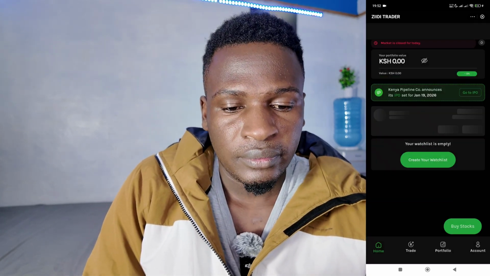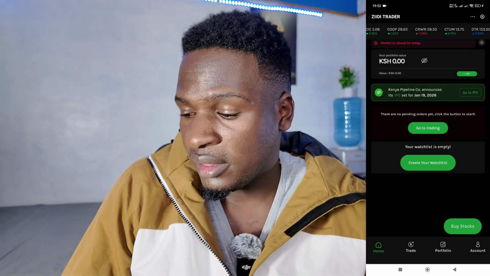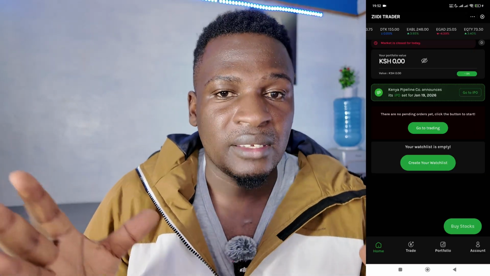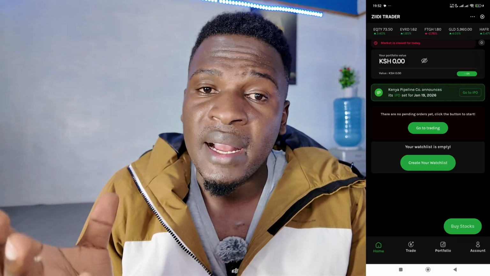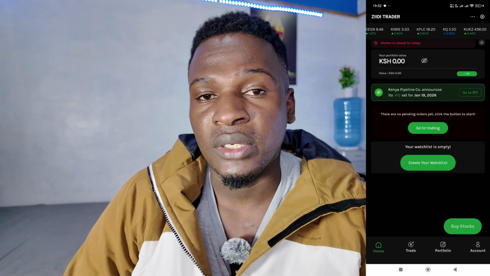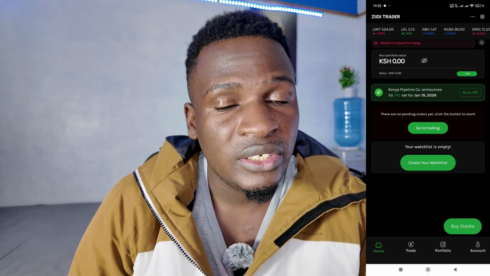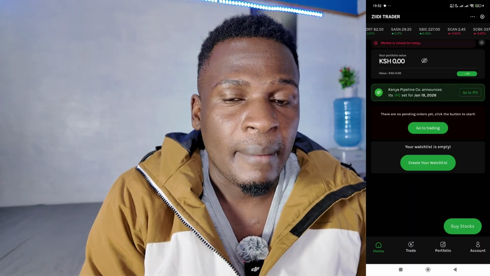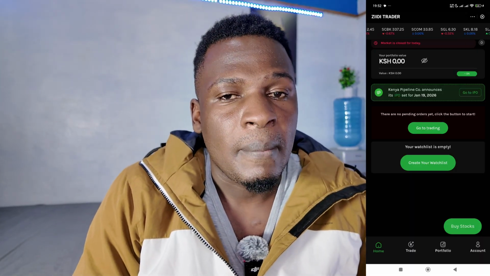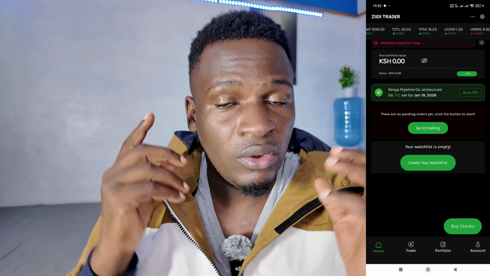So what is this Ziidi Trader? It's an application that lets you trade those stocks. Let me explain. Normally, for you to be able to trade the stocks listed on the Nairobi Stock Exchange, you have to have a central depository account, that is the CDS, the common name you are used to. Then you have to have a brokerage account, a broker. So it is like you want to own this company. For you to be able to own this company, you have to have a platform to buy and sell. That is what you call a broker.